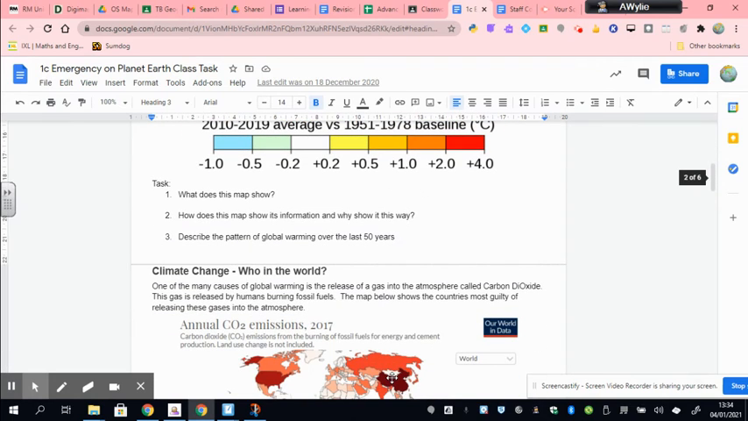Okay, so if you follow that, you should be able to write quite a detailed description that covers the planet, that identifies areas that warmed up the most and areas that warmed up a lot less so. Okay, so that's part one. I would pause it now and make sure you've written an answer to these 3 tasks.